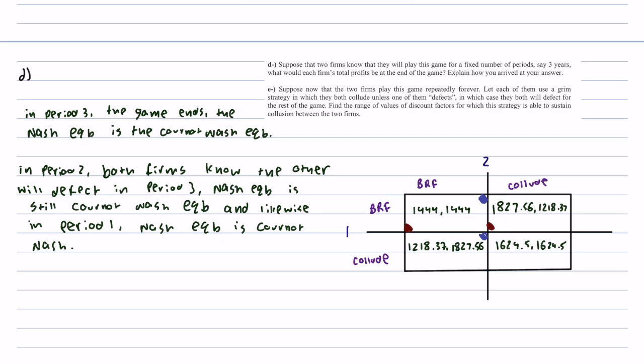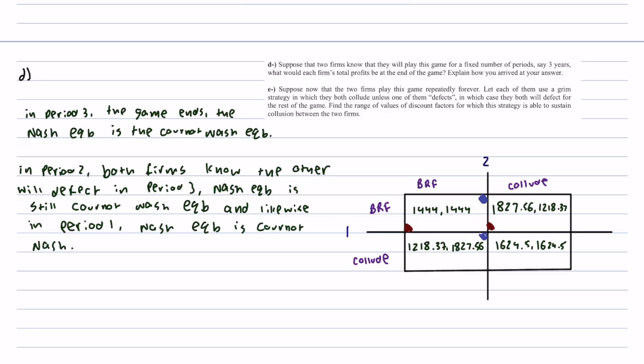You're thinking that if I collude and you play your BRF, you'll make more money. Or if I play my BRF, you don't want to collude because then you're going to be stuck. You're going to make less profit. So you're also going to want to play your BRF, right? So therefore, in the third period, we're both going to play our BRFs.